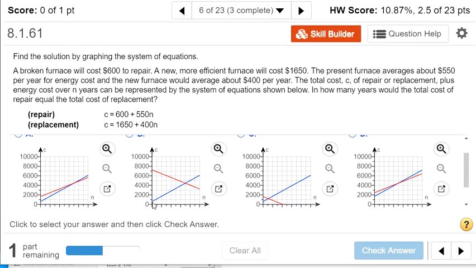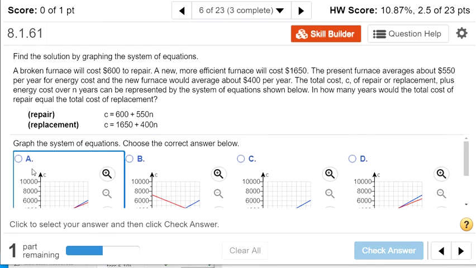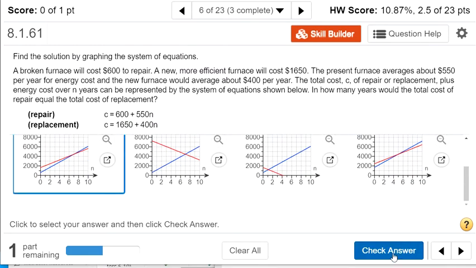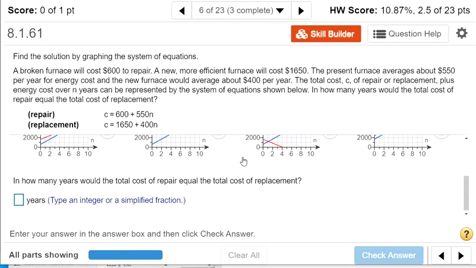This one starts around 600. This one starts way too high though. This one starts around 7,000. That's not our y-intercept. This one starts at 600, and this one starts around 1,650. That's reasonable. And then the blue line does catch up. So actually, if you were to just go by the y-intercepts, you could get the right graph there.